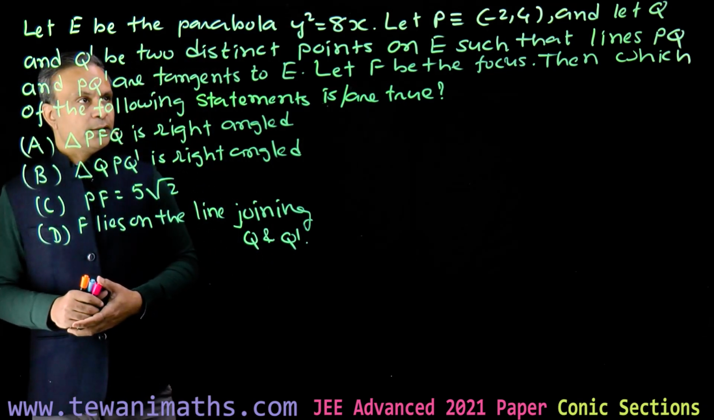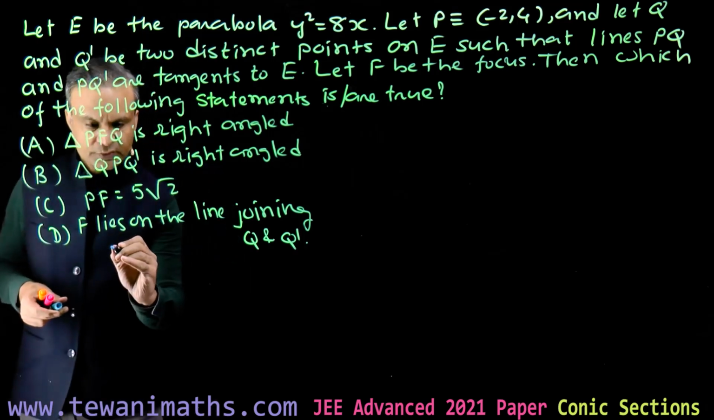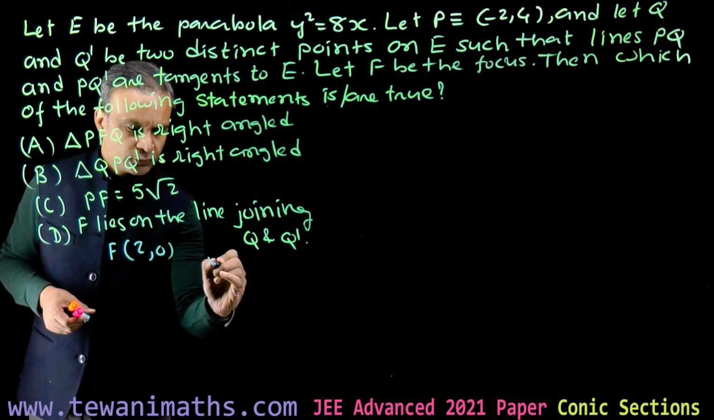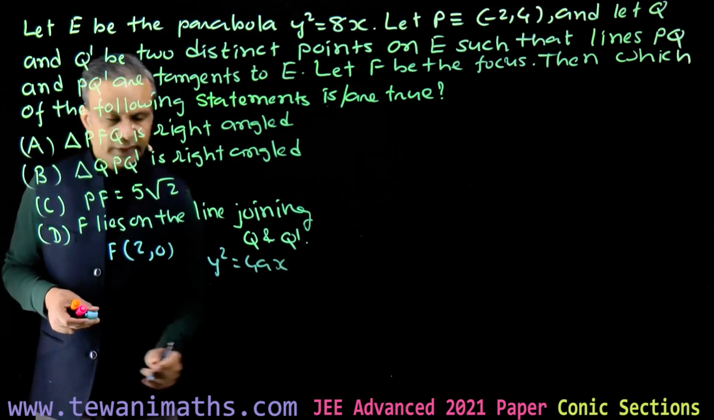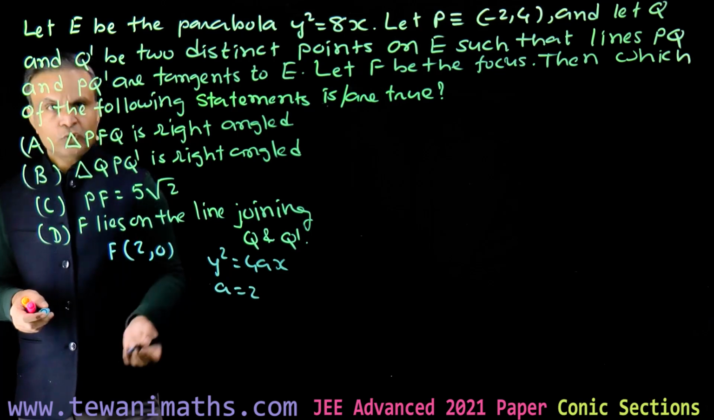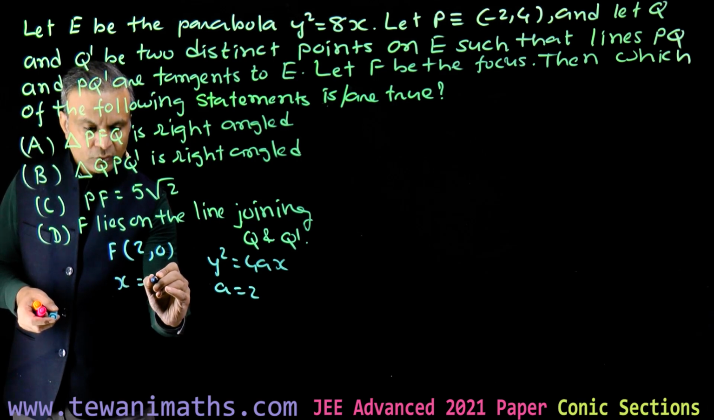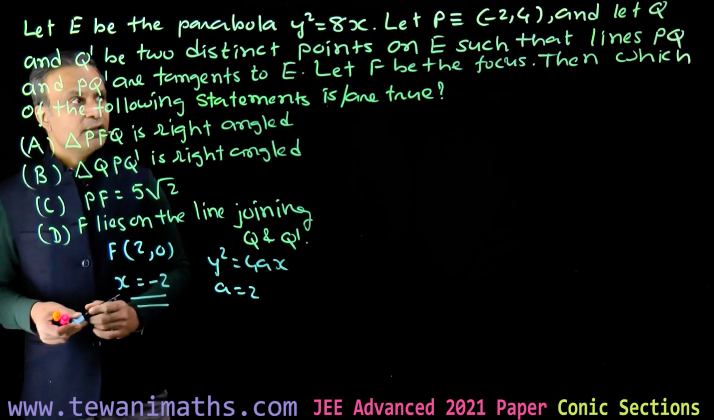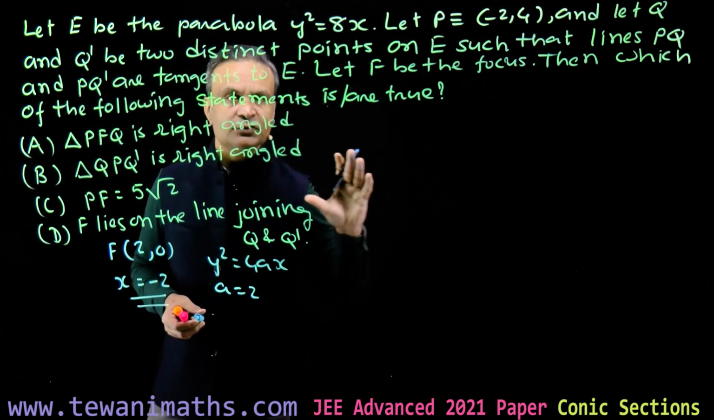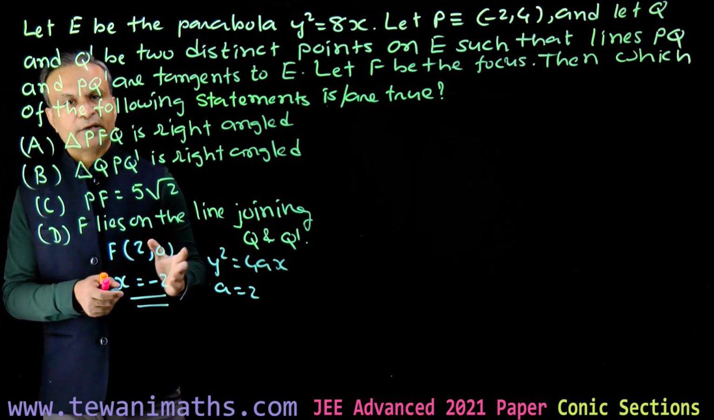Okay. Now we have the parabola y square is equal to 8x. Its focus F will be (2, 0). Compare the equation to y square is equal to 4ax. Okay, we get a is equal to 2. So focus will be (a, 0), that is (2, 0), and directrix will be x is equal to -a or x is equal to -2. Okay, now point P has coordinates (-2, 4). So this point lies on the directrix. Now PQ and PQ dash are tangents to the parabola.